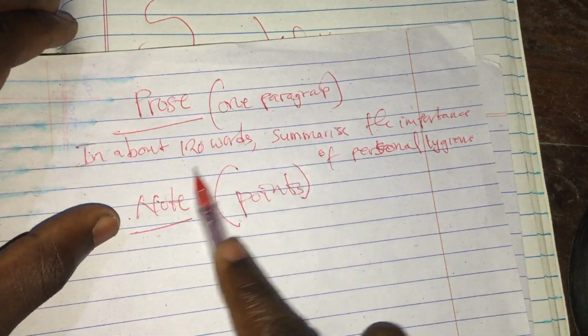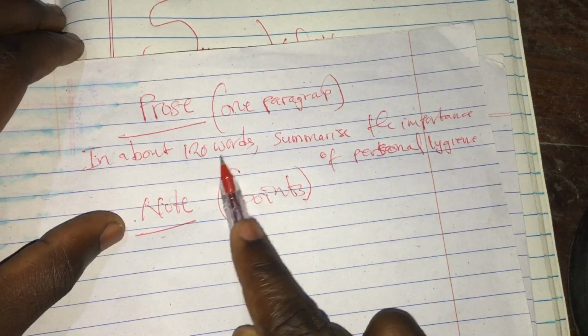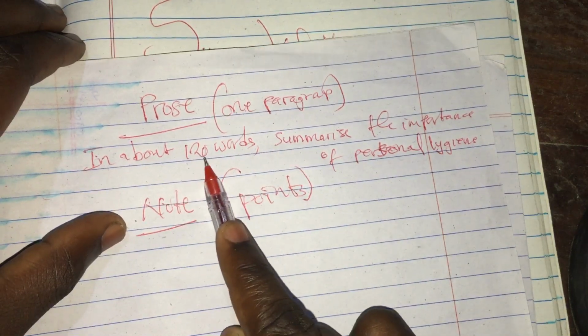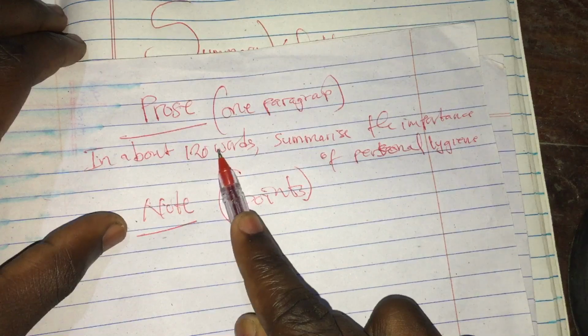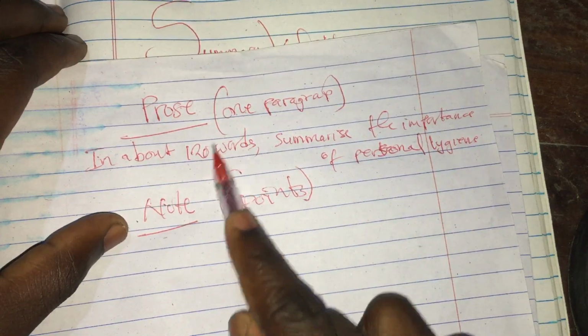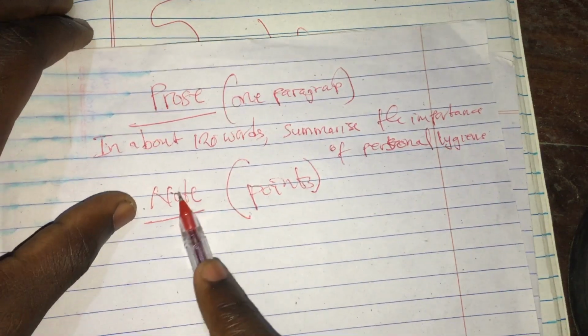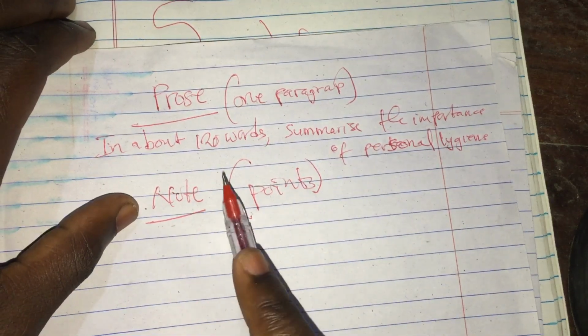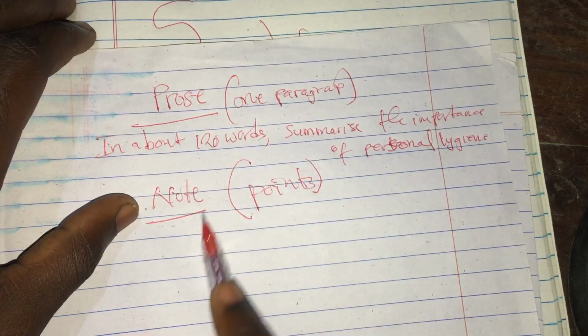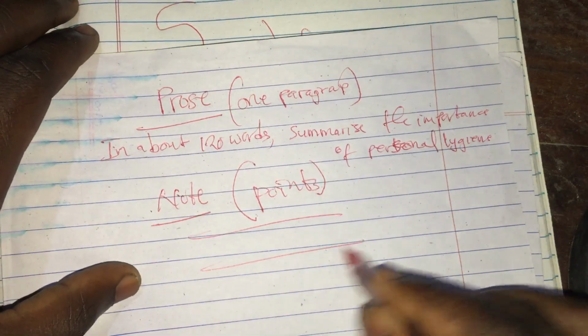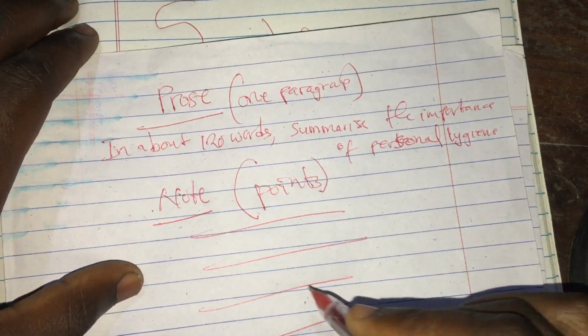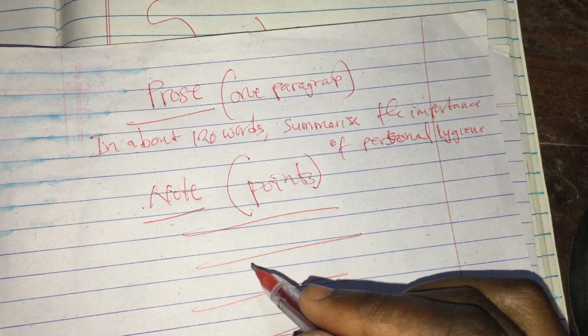So in prose summary, you'll even be given the words. You must not exceed this 120 words. Now for the note summary, you won't be given the word limit. Here you'll be just given points. That's the difference you have seen. I hope you have gotten it.